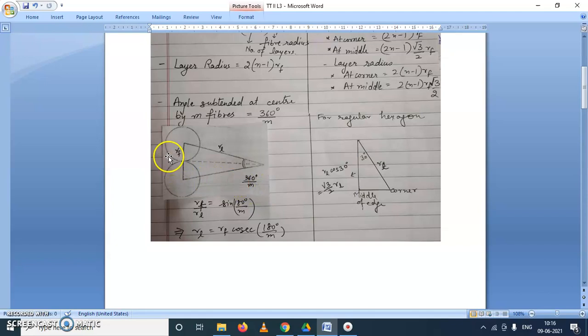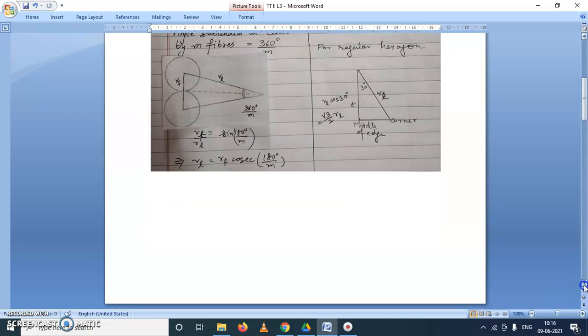So we can find the relation between RF and RL, that RF upon RL will be sine of 180 degree by M. So we can write RL is equal to RF cosec 180 upon M. Now this relation gives us the layer radius considering M number of fibers in that layer.